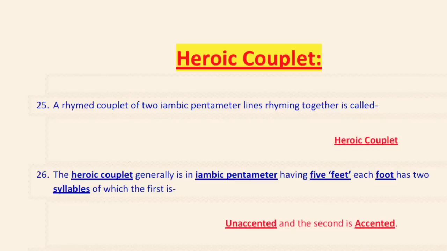Okay, now let's talk about heroic couplet. Question number 25. A rhymed couplet of two iambic pentameter lines rhyming together is called. The answer is heroic couplet.